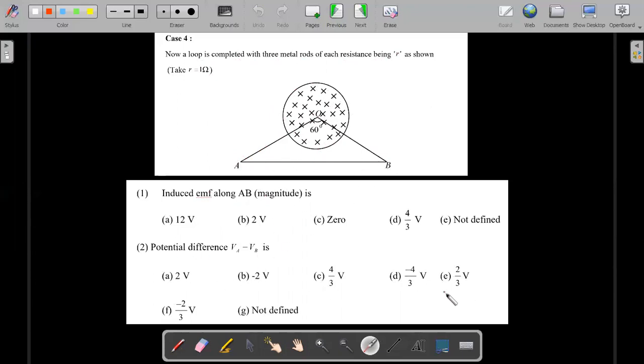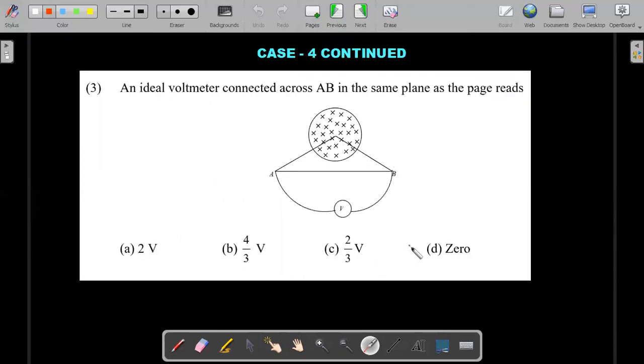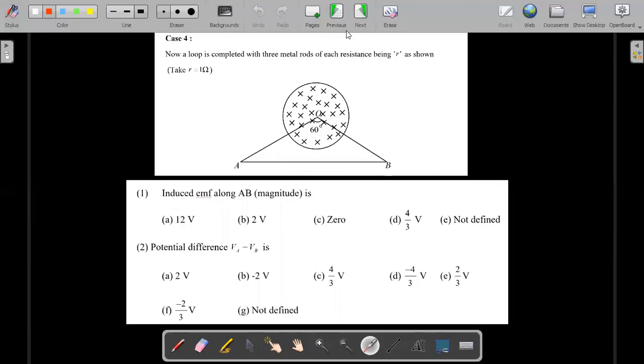I tried my best to give as many options as possible to solidify our concept. Whichever of these matches, we'll try. And then the third question is about an ideal voltmeter connected across this. Now you could see all of this is a metal loop. Current could be flowing in this. And then when you connect a voltmeter, what does it read? So these are the 3 questions in this particular problem. You want to have a try, and then I'll move forward with the solution. This would be even more conceptually exciting.